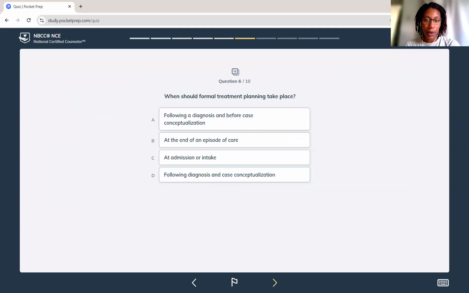Question number 6. When should formal treatment planning take place? A, following diagnosis before case conceptualization. B, at the end of an episode of care. C, at admission or intake. Or D, following diagnosis and case conceptualization. If you don't know these terms, make sure you study them. All right. So when should formal treatment planning take place?